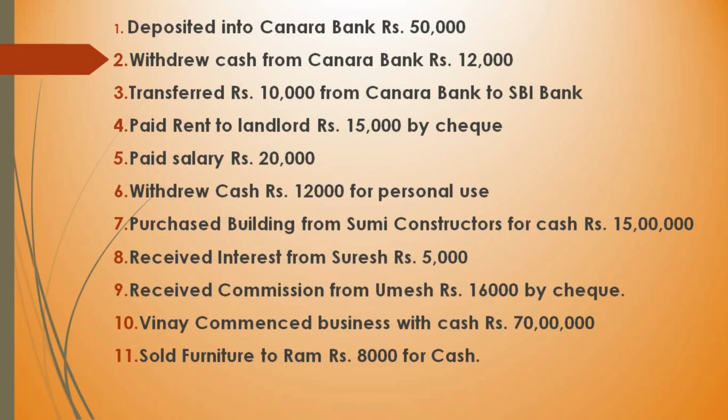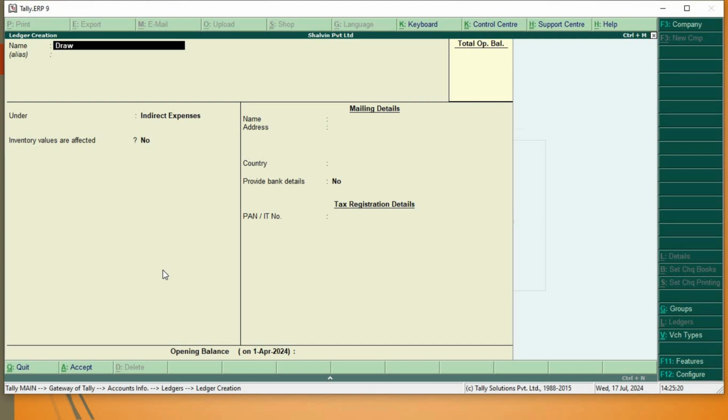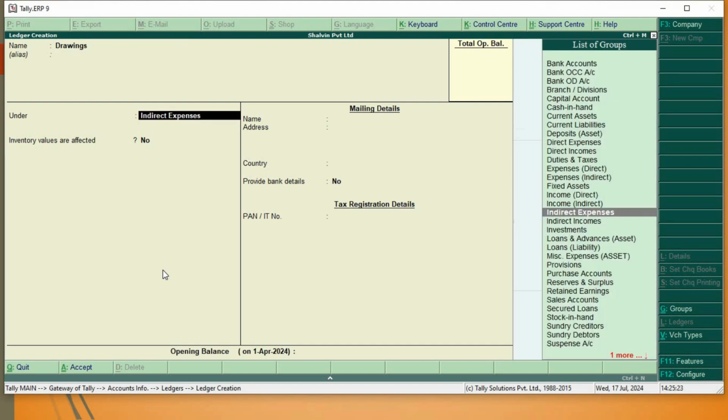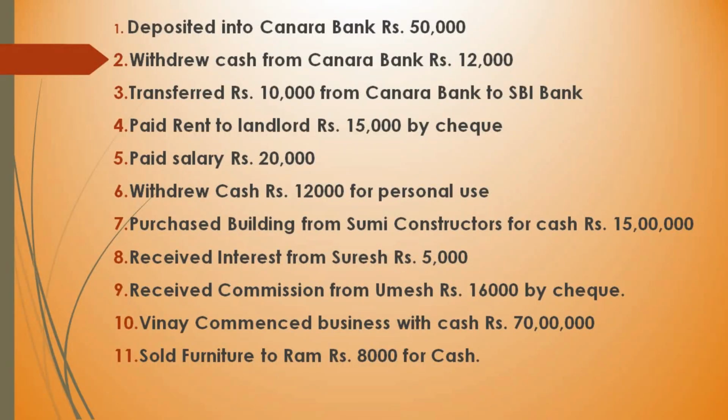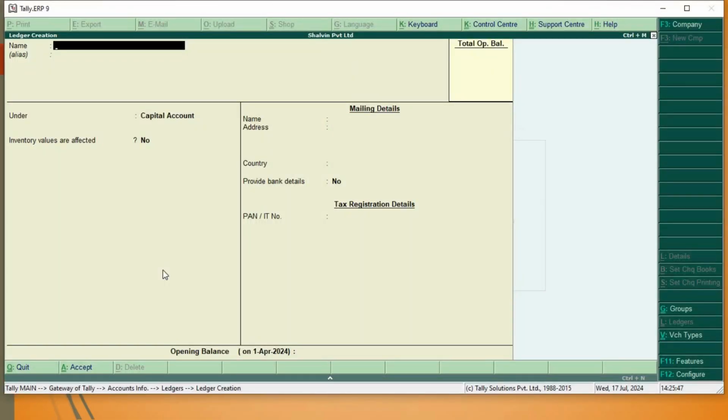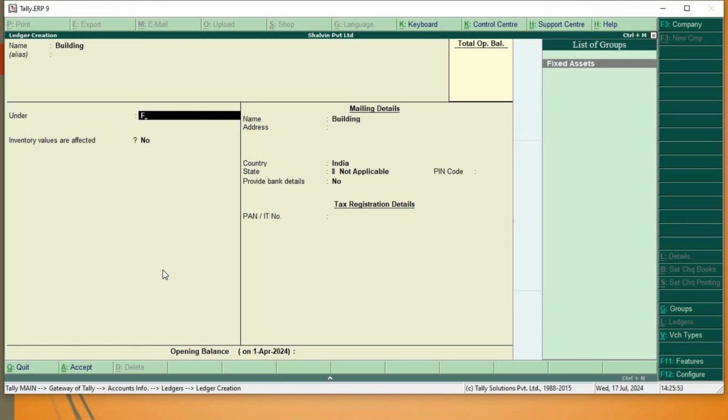Withdrew cash rupees 12,000 for personal use. What is the money withdrawn by the proprietor for personal use called as? It is drawings. Yes, we have to create a ledger by name drawings here. So drawings comes under capital account. Purchase building from Sumi Constructors for cash rupees 15 lakhs. Here, creating the ledger called building under fixed asset.